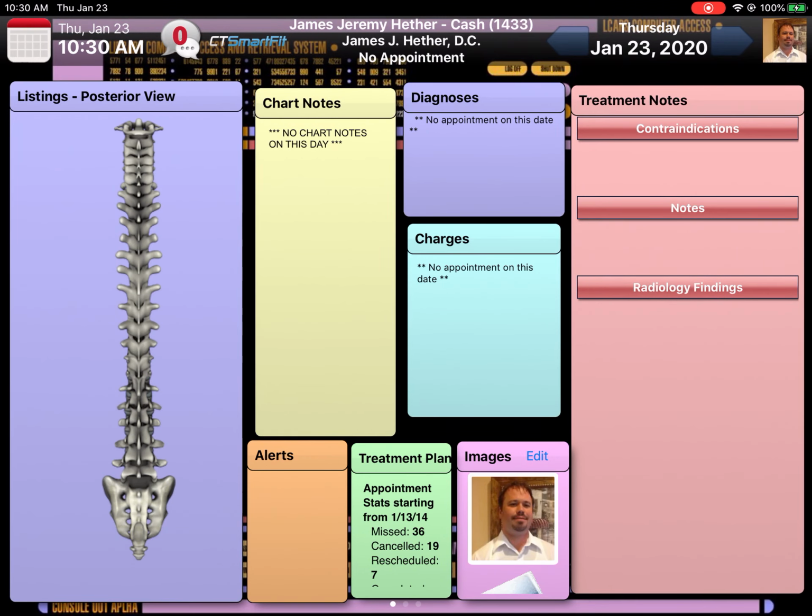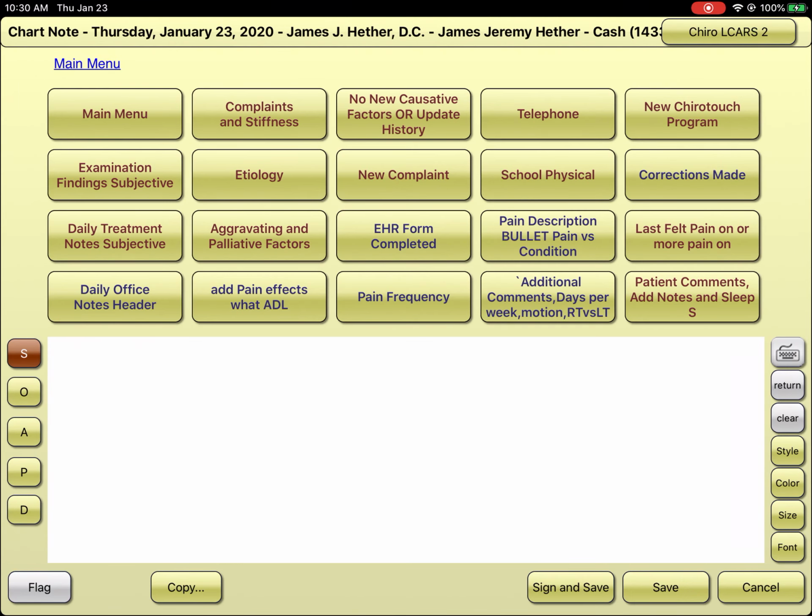This is Dr. Hether with the Hether macro for Chirotouch, showing you another example of how quick and easy it is to do an exam on a new patient. So when we open up our chart notes, the first thing we look at underneath the main menu button is examination and subjective findings.